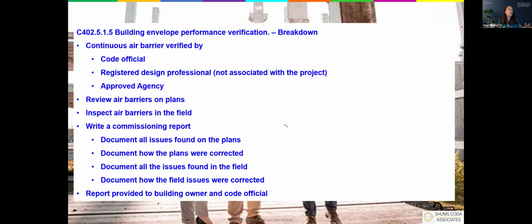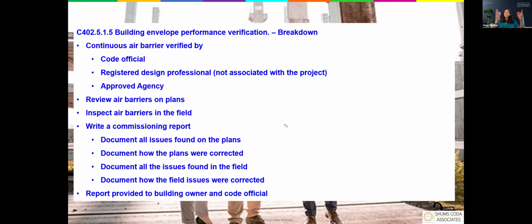So there's going to need to be verification that the air barrier is continuous. Now, there are some options about who can do this. The code official can say, hey, we're doing this, this is going to be ours that we're taking care of. Or they can allow that it can be a registered design professional. It just can't be somebody who's associated with the project, or an approved agency. So those are the groups that are permitted to do the continuous air barrier verification.